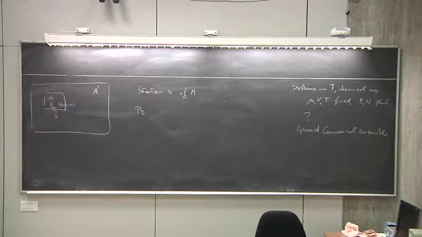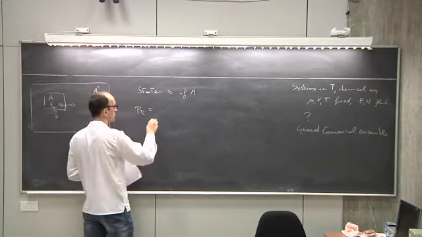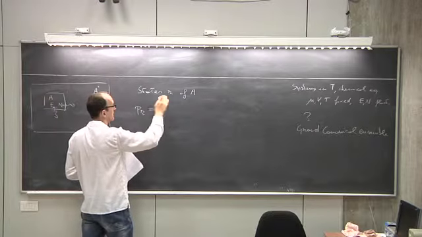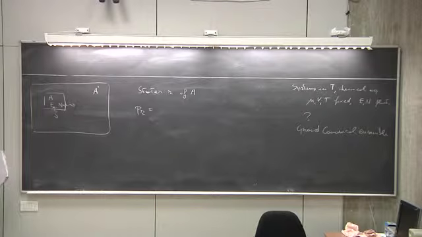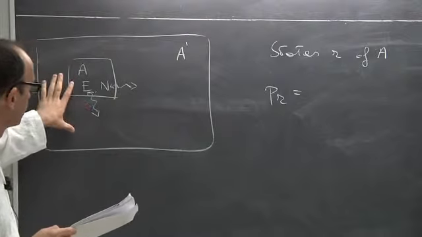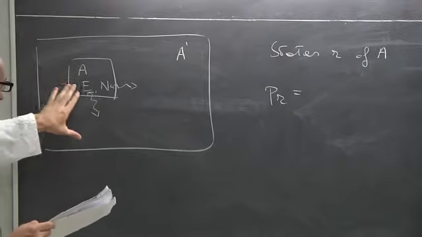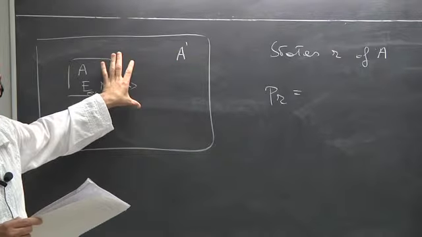In particular, what is the probability to find this system A in this state? Okay, so we know how to derive the properties of the combined system A and A prime, because this is an isolated system.